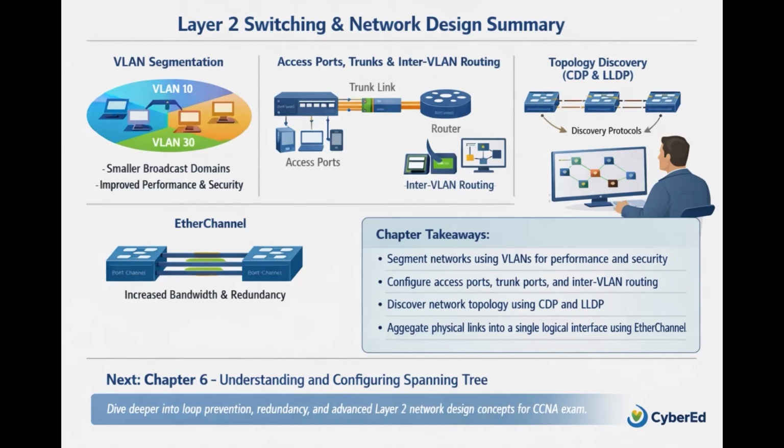So in this chapter, you learned how to segment networks using VLANs for performance and security, configure access ports, trunk ports, and inter-VLAN routing, discover network topologies using CDP and LLDP, and aggregate physical links into a single logical interface using EtherChannel. In Chapter 6, you will dive deeper into loop prevention, redundancy, and advanced Layer 2 network design concepts in preparation for the CCNA exam.